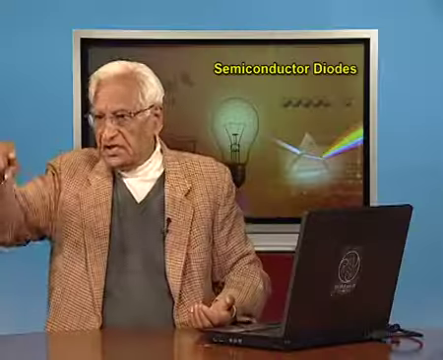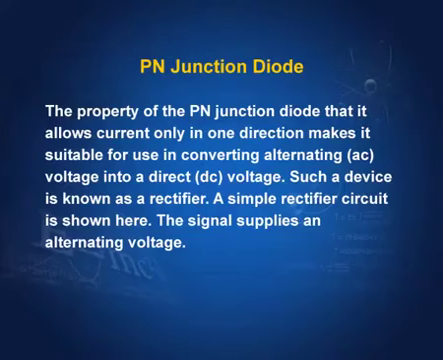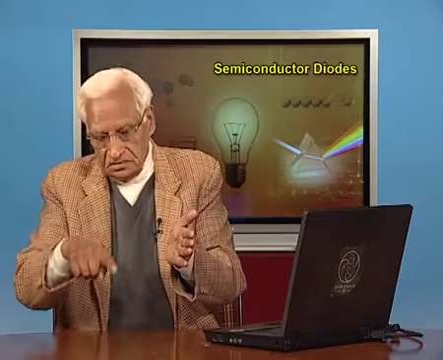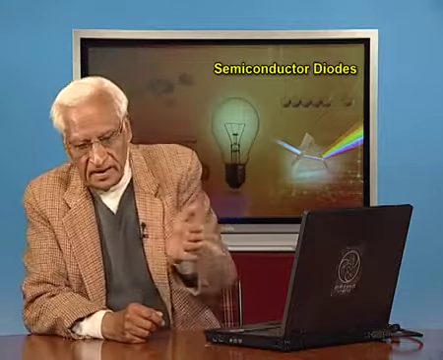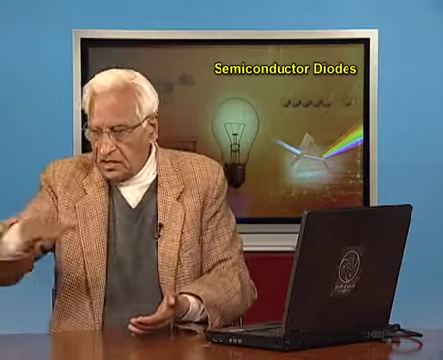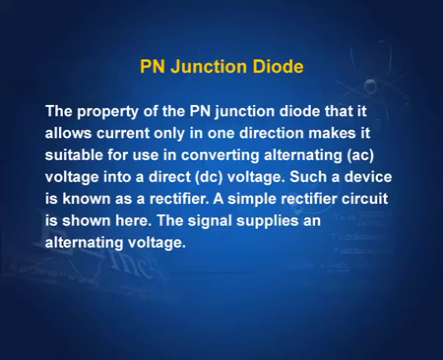In AC, there is a change in polarity every half cycle, and therefore, the p-n junction will conduct when it is positive half and will not conduct when it is negative half, and therefore, we have only the positive voltage, and this process is called rectification, and the device is called a rectifier. A simple rectifier circuit is shown in the next slide.